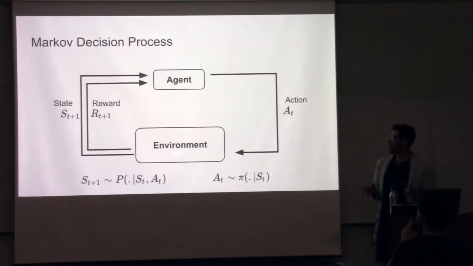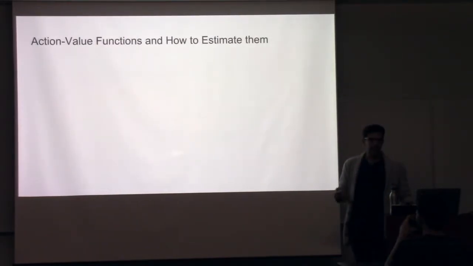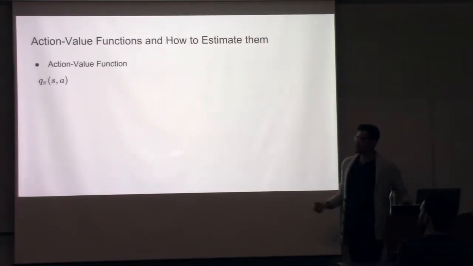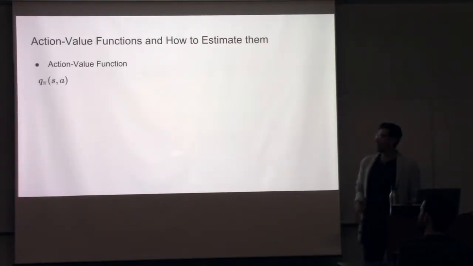The goal of the agent is to maximize the amount of reward that it gets over time. And for this goal, it is often useful to have some notion of how much reward we are going to get as a function of the state and action. And for that reason, we use action value functions. So basically, action value functions tell us how much reward we're going to obtain in the future, given our current state and action. They are denoted as q pi of state S and action A.